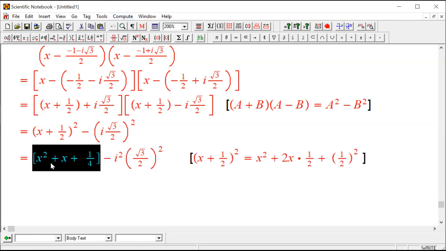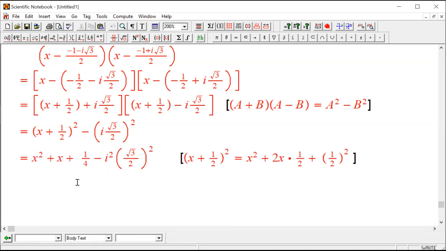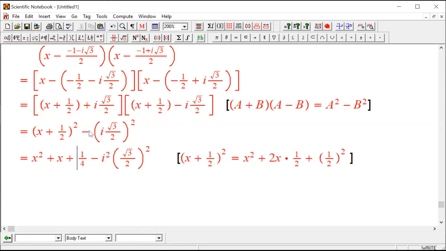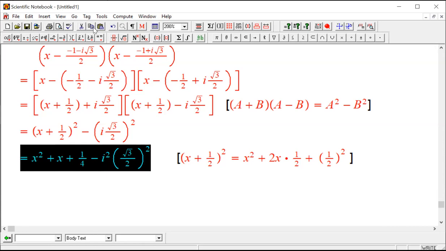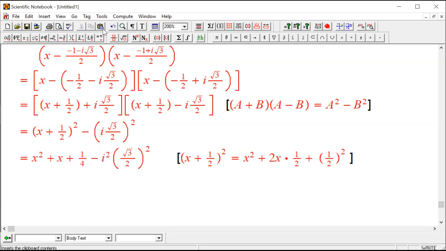And this piece in the bracket, I actually can remove the bracket. And then what? Let's keep going. What is I squared?